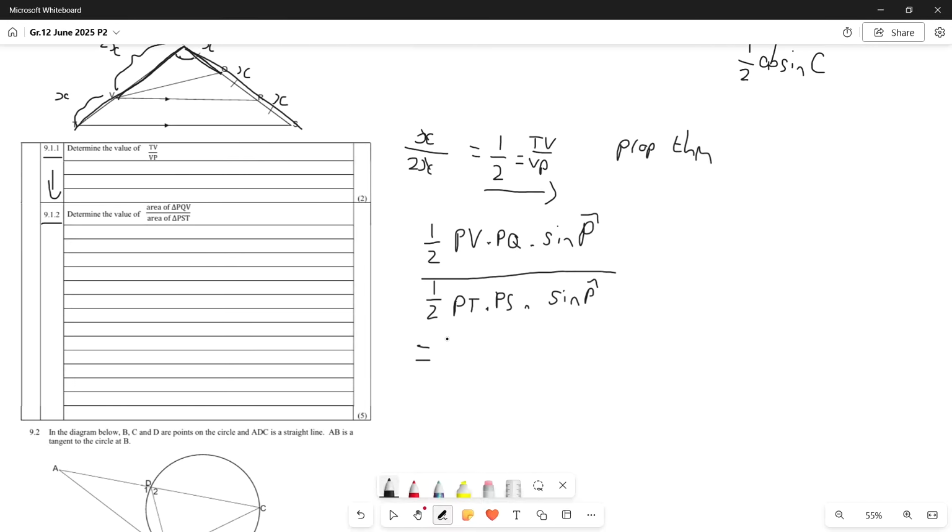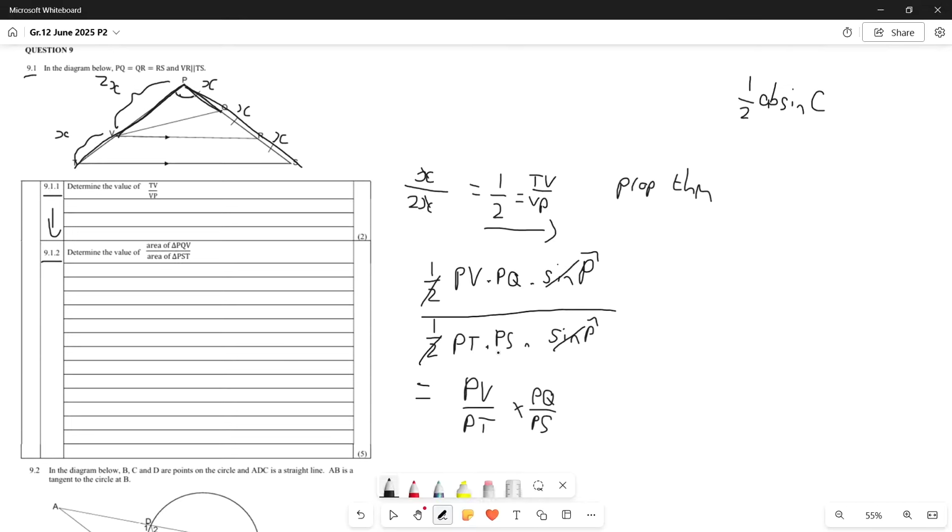So that means we can go ahead and cancel some things along. There's no reason for this. This is just the setup so that we don't have to write any words here explaining why we've done this. So we can cancel our half and our half because they're exactly the same. So we can cancel them, and our sine P as well. So that means we have PV over PT multiplied by PQ over PS.